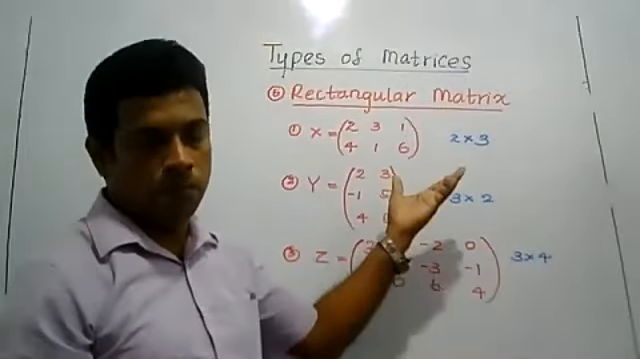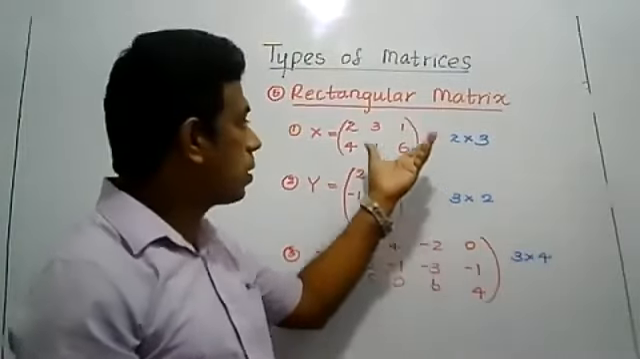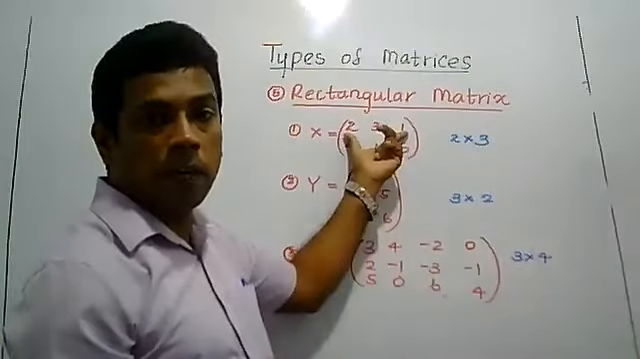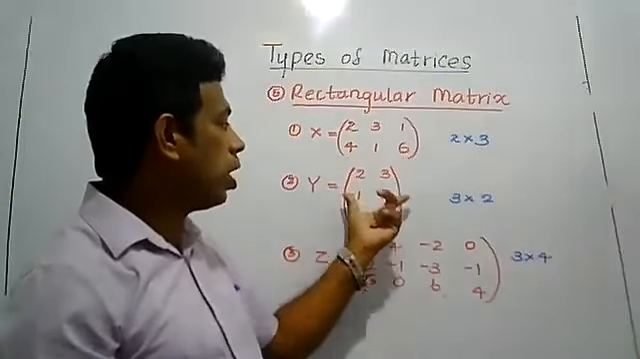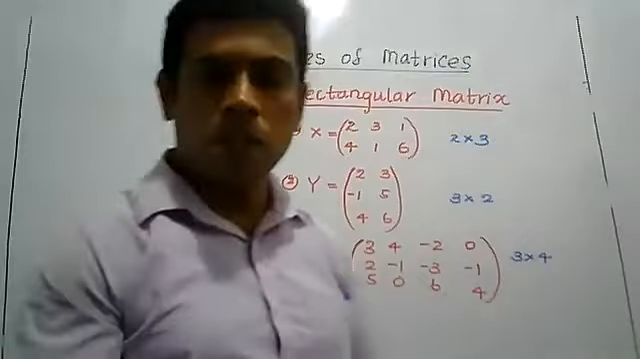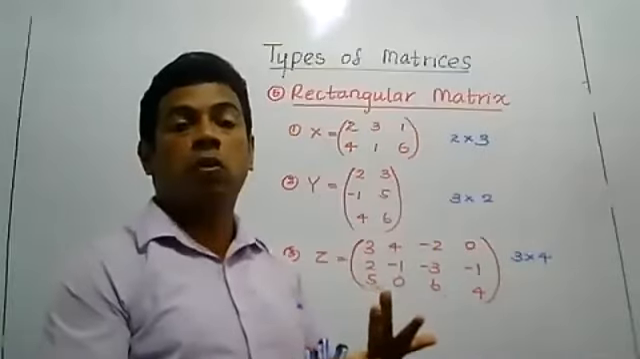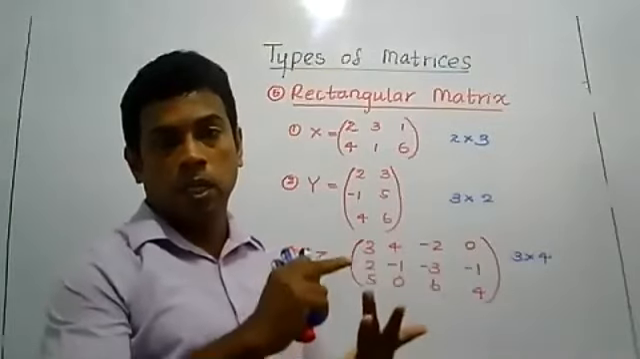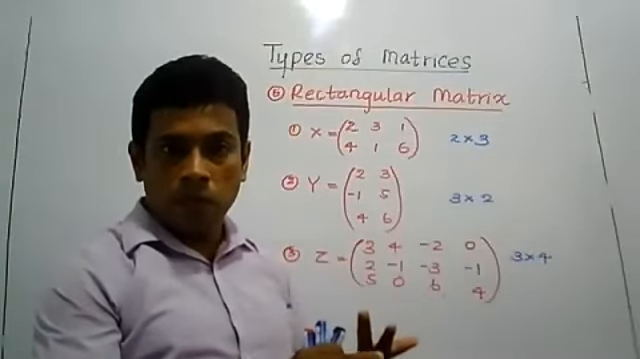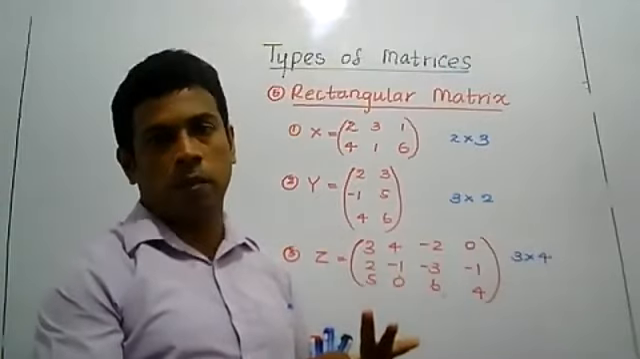Try examples for rectangular matrices. When you write a rectangular matrix, the number of rows and columns are not equal. Very easy to understand. Now you know row matrix. A matrix which has only one row is called a row matrix. Column matrix. A matrix which has only one column is called a column matrix.